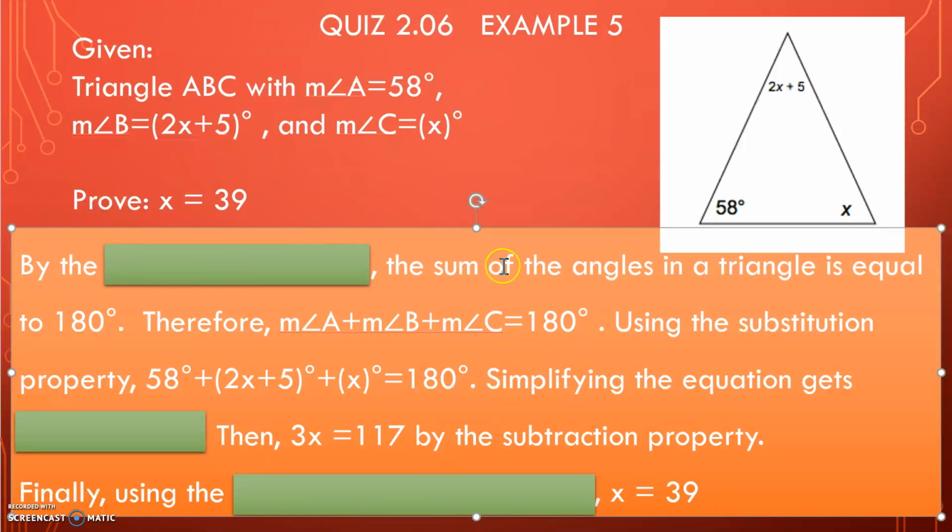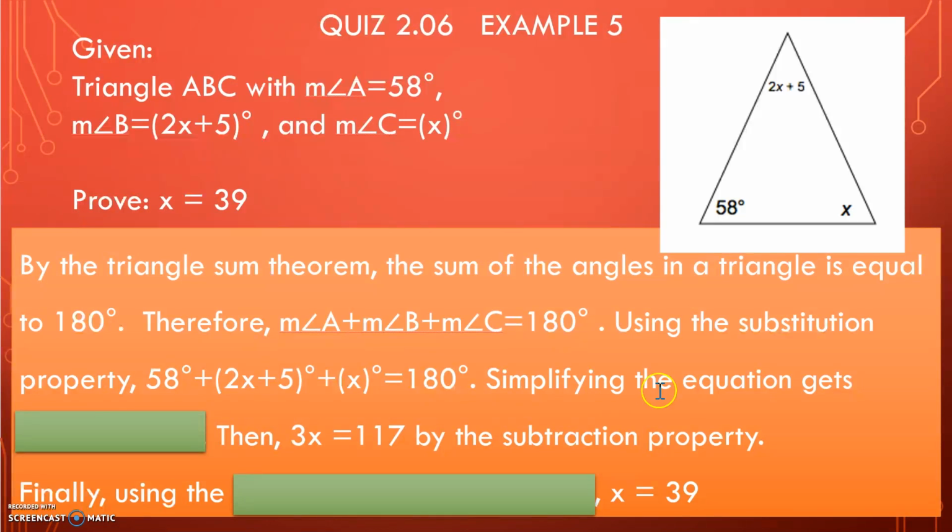So by the blank, the sum of the angles in the triangle equal 180 degrees. That is the triangle sum theorem. It says that the sum of the angles in a triangle equal 180 degrees. Therefore, the measure of angle A plus the measure of angle B plus the measure of angle C equals 180. Using the substitution property, you get 58 degrees plus 2x plus 5 plus x equals 180.